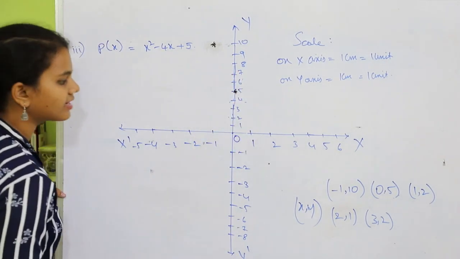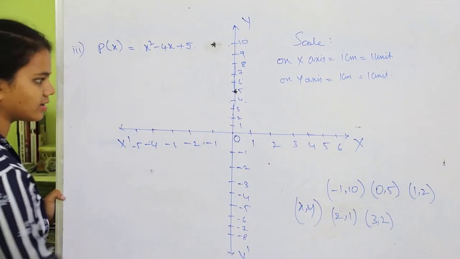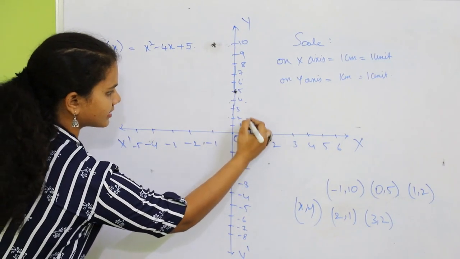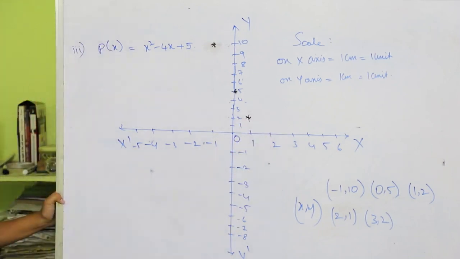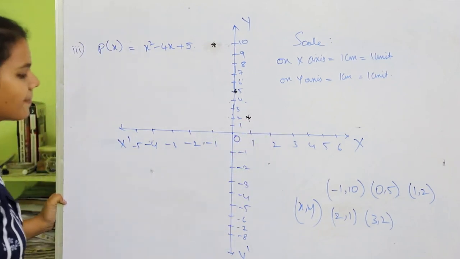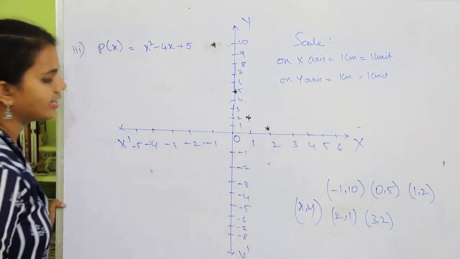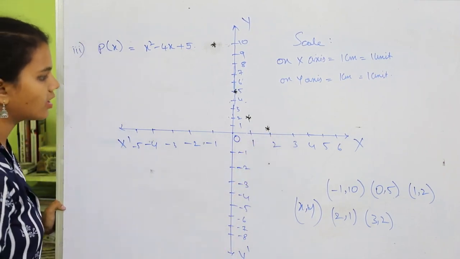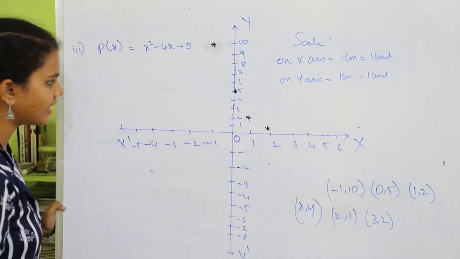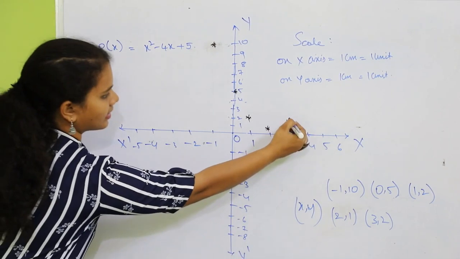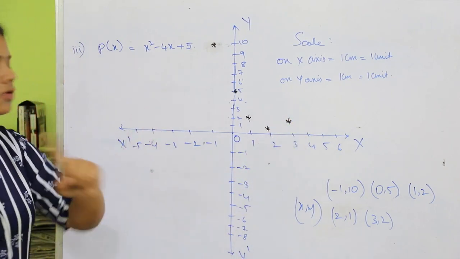Clear? Next 1 comma 2. X-axis 1, y-axis 2. So the point forms here. Clear? Next x-axis 2, y-axis 1. So the point forms here. Next, what is 3 comma 2? The x-axis is 3 and the y-axis is 2, so it forms somewhere here.